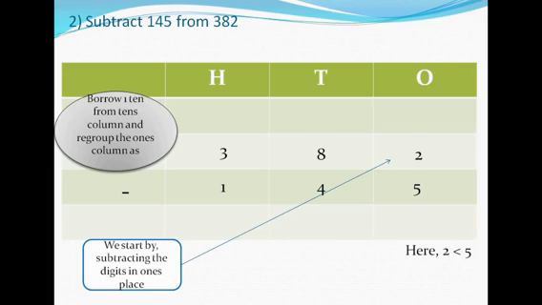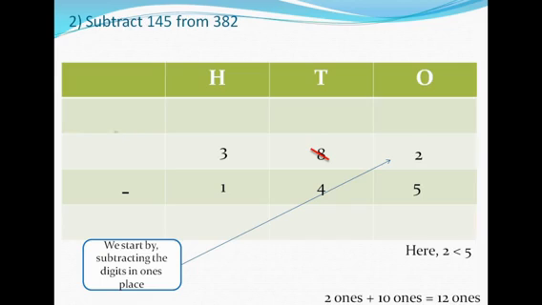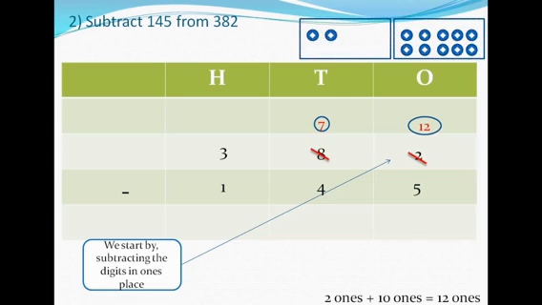In tens place we have 8 tens and I am going to take away 10 and regroup the ones column as 2 ones plus 10 ones is equal to 12 ones. Now take away 5 ones from 12 ones. We get 7 ones. We write 7 under the ones column.